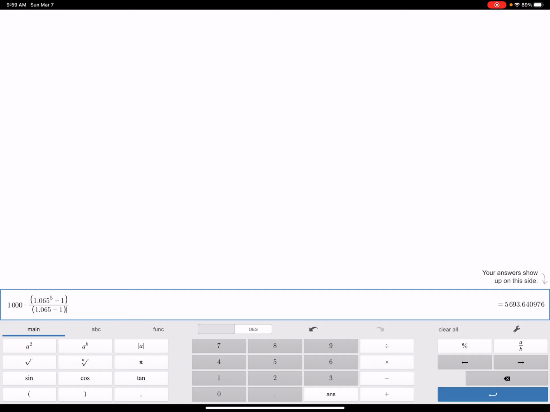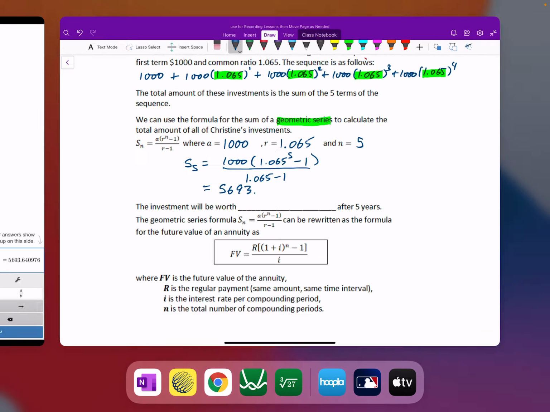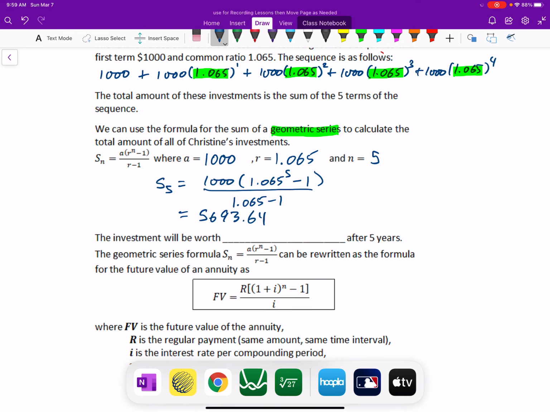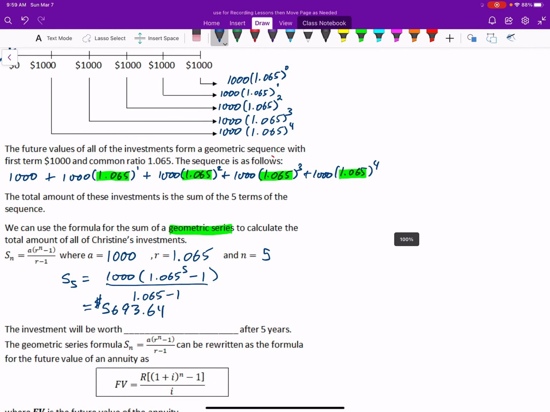But anyway, I get $5,693, and I'll get the cents in a second. $5,693.64. Remember, initially I said that our investment should be worth something over $5,000. We better have at least $5,000, otherwise it's a bad investment. We put $5,000 in, and then the $693 and 64 cents is interest.